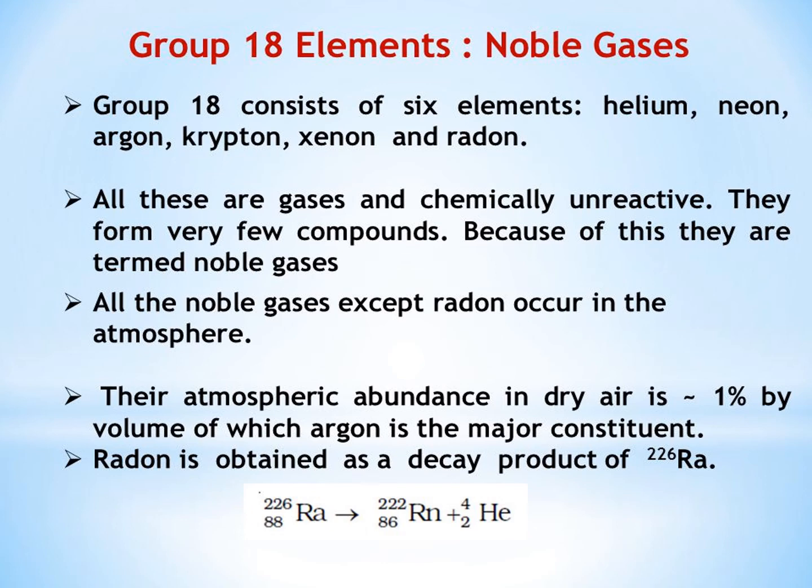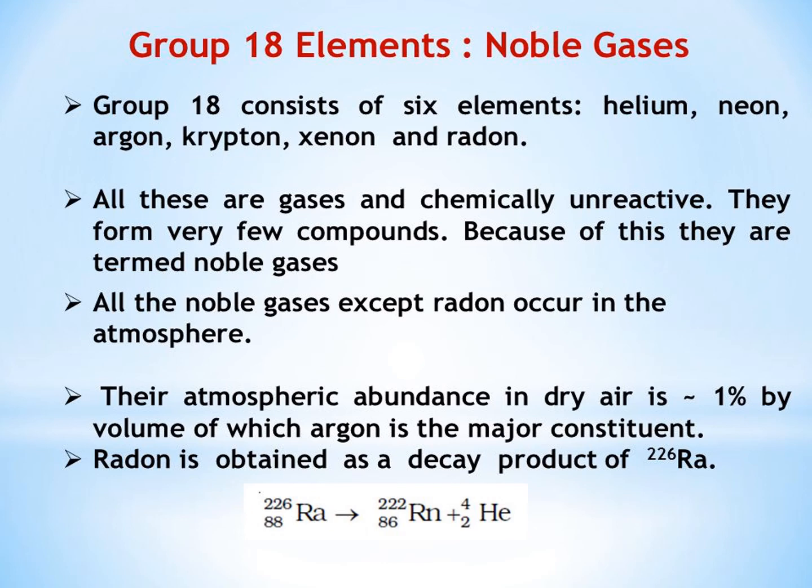So group 18 elements are called the noble gases because they are very special. I will tell you what special qualities these gases have. All the noble gases occur in the atmosphere.